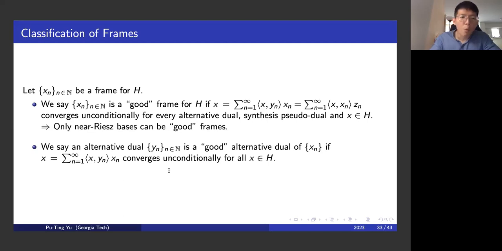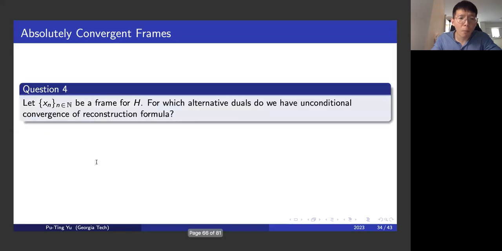That is, we say an alternative dual Yn is a good alternative dual associated with Xn if x equals the sum of Xn multiplied by the inner product of x and Yn converges unconditionally for all x in H. So we try to find some characterization of these good alternative duals when a frame is given. This motivates the following question. Assume we have a frame Xn, then for which alternative duals do we have unconditional convergence of the reconstruction formula?